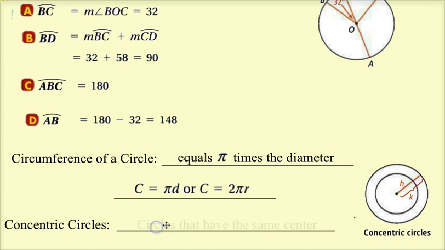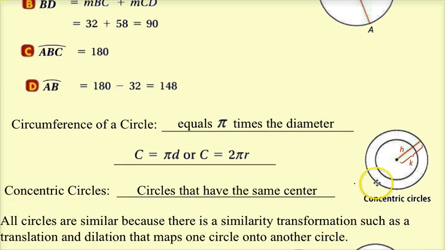The next term is concentric circles, circles that have the same center. Okay, so I have two circles. I have like a circle within a circle, and they share the same center. That's called concentric circles.